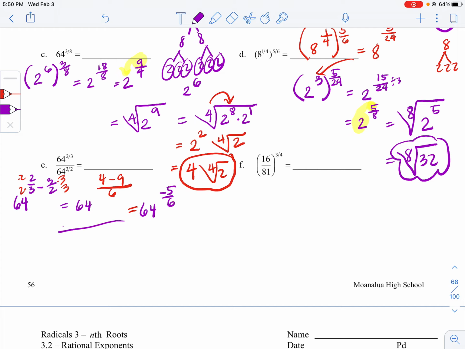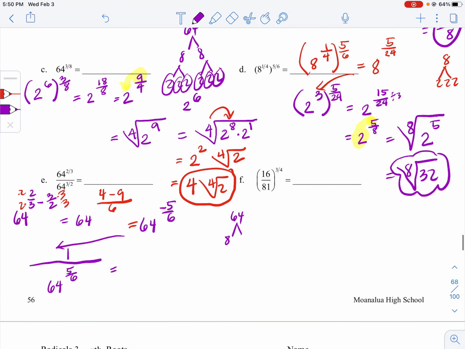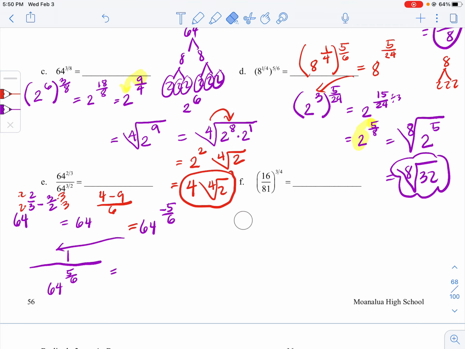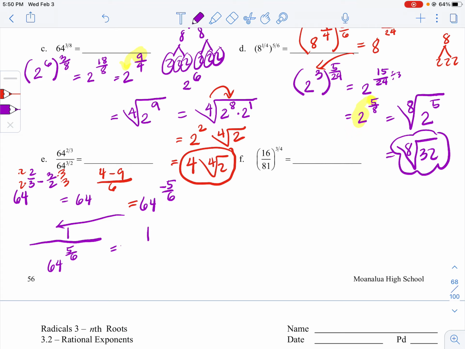And we know that when it has a negative power, we have to flip it. So this is 1 over 64 to the power of 5 over 6. And now we can simplify 64. Let's make a tree. Oh, we don't have to do that because we already did that earlier. 64 is right here already. That's 2 to the power of 6. So this is 1 over 2 to the power of 6, in parentheses, to the power of 5 over 6.